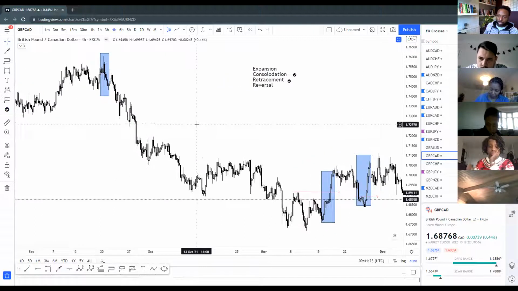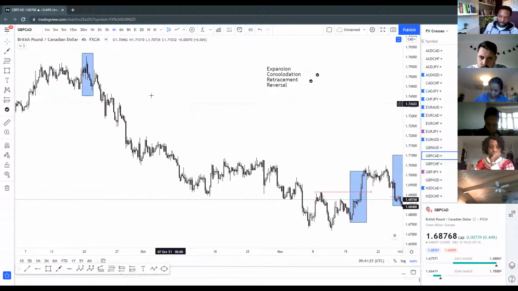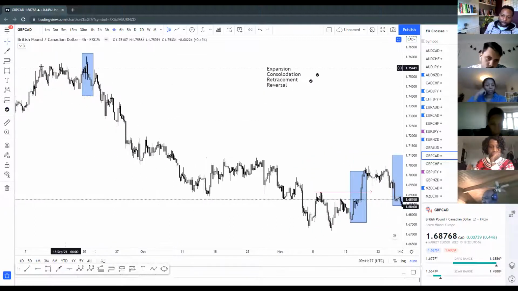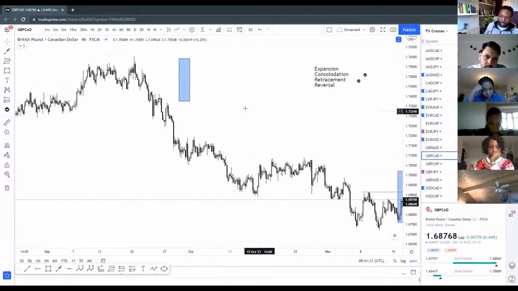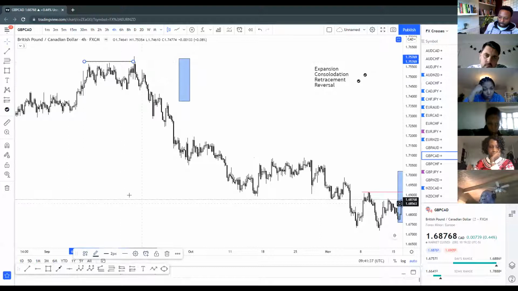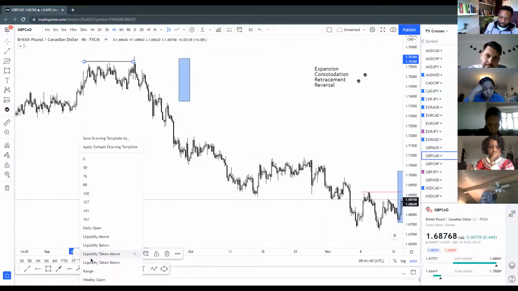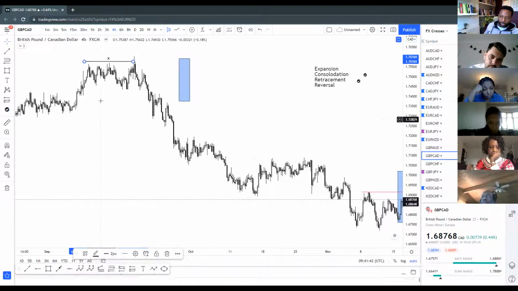And this trend started, going back to your first one, Trish, the trend started with a, look, I'm going to remove it just so we can see it clearly. It started with a liquidity grab here, all right? There you go, liquidity taken. It started with a liquidity grab up here. This line's taken all of that liquidity.